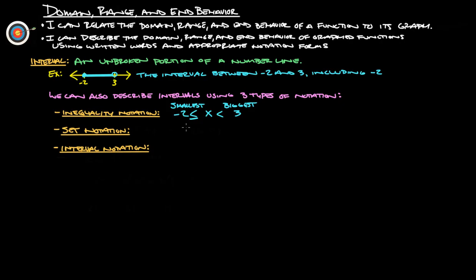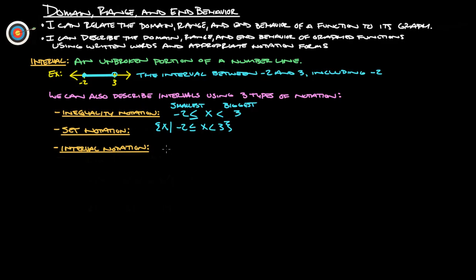Set notation is essentially the exact same thing with a few extra little pieces, and you will see this a lot next year if you end up taking the IB class. You make a little bracket, x such that, and then we put in our inequality, -2 is less than or equal to x, which is less than 3, and then we close our brackets. So again, basically the exact same thing. We're just writing it with the set notation language.